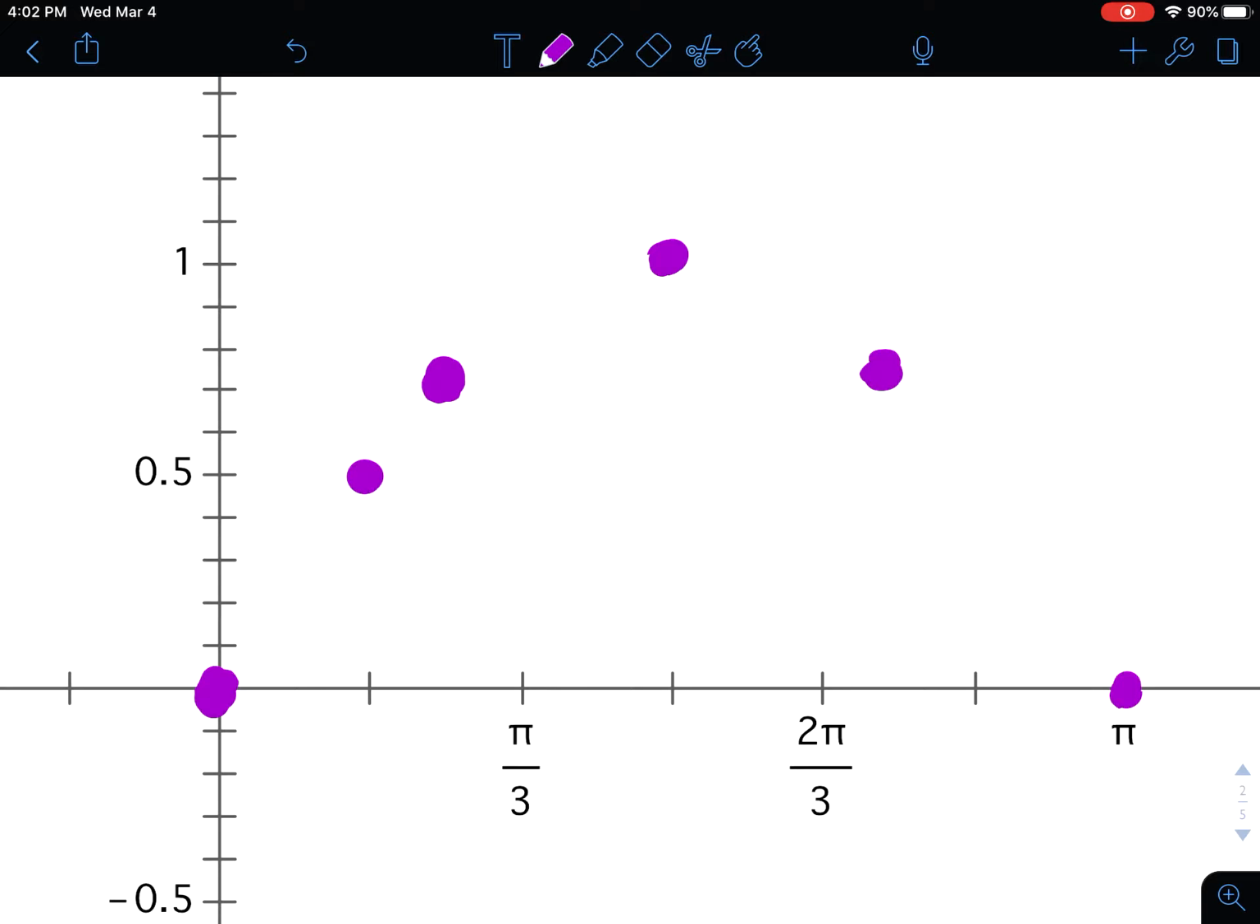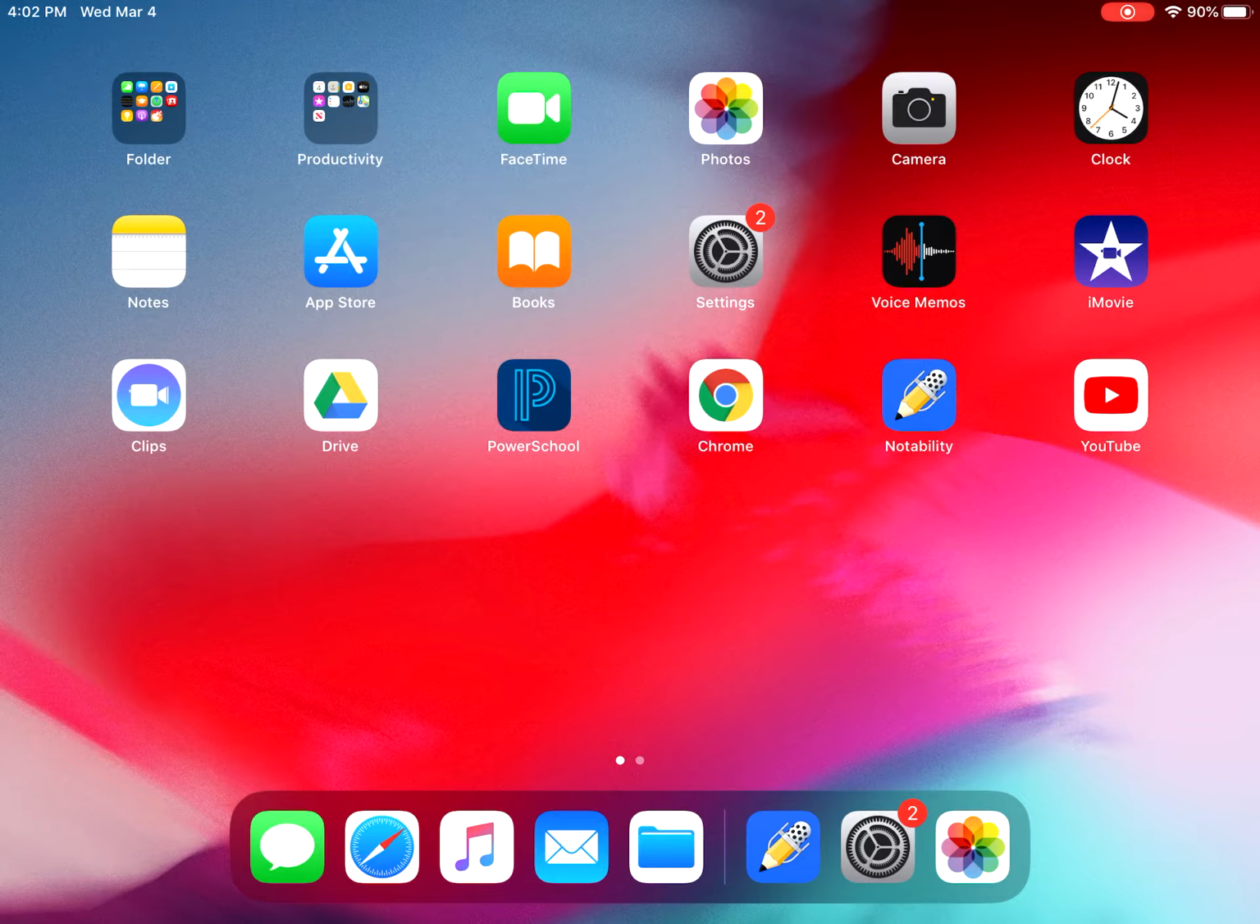It's going to be up here. Let's go check out root 3 over 2. I want to be sure about the value of that one. Do I have a calculator on here?